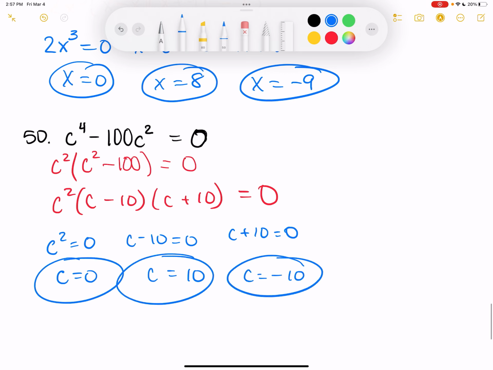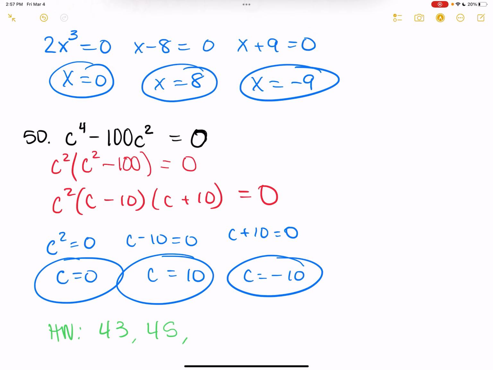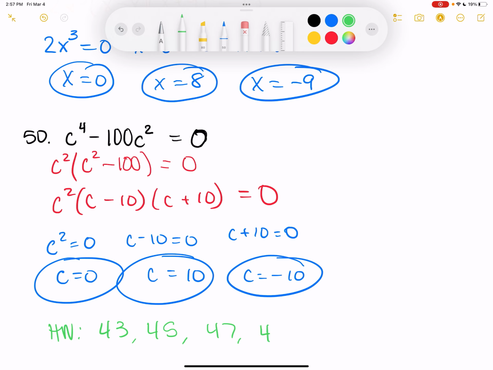Do we have a firm grasp on this concept? For sure. All right, so in addition to what you've already done, I want you to do 43, 45, 47, and 49. Did we turn this in on a different tab? Yeah. I will create a new tab. Let me get my mouse.